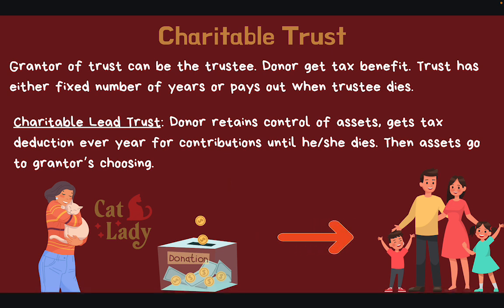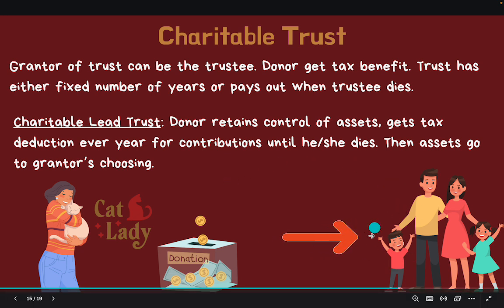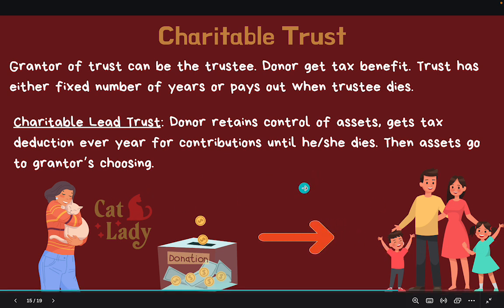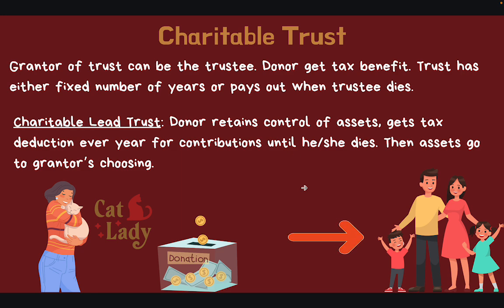But what she says is, listen, when I die, I want whatever's left in that trust to go to my family. And the family is sad she's died, but they are very grateful because it's going to pay for their college. And she knows that. Okay, that is an example of a charitable lead trust.